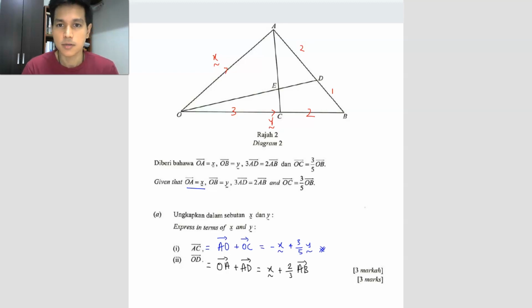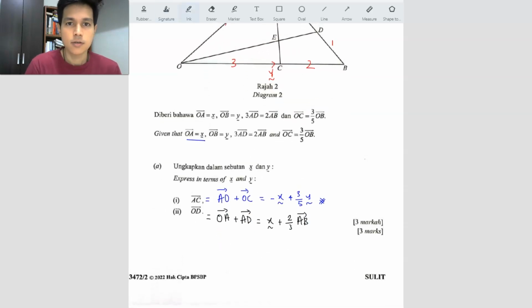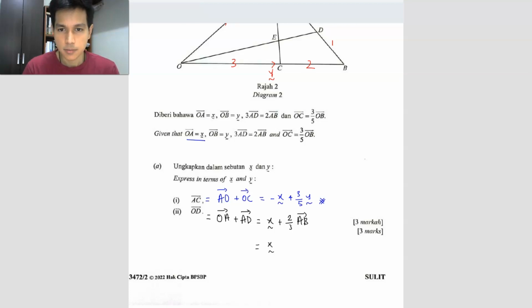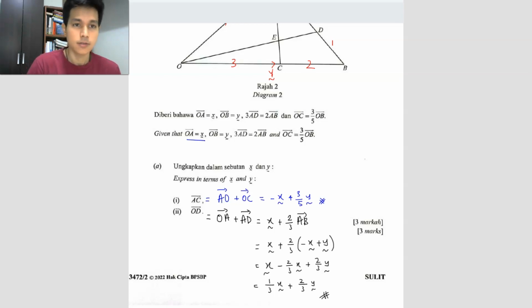So what's the vector of AB? The vector of AB is negative X plus Y. Okay, so let me scroll down here. Negative X plus Y. So X plus 2 over 3 negative X plus Y. So you can expand this, you get X minus 2 over 3X plus 2 over 3Y. So you get 1 over 3X plus 2 over 3Y. Okay, so this is your answer. Alright, next.